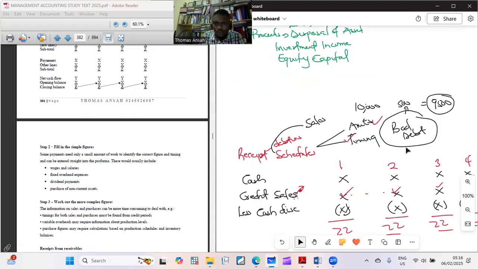Let me try and create some here. Marker is freezing, right? So the marker is misbehaving. Let's just wait a little while.